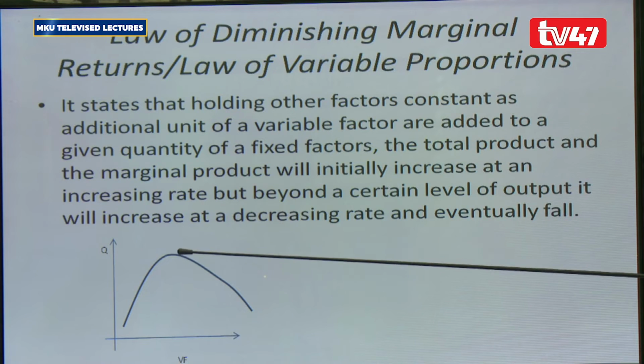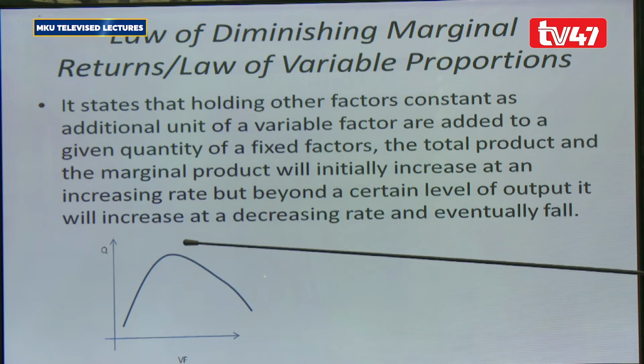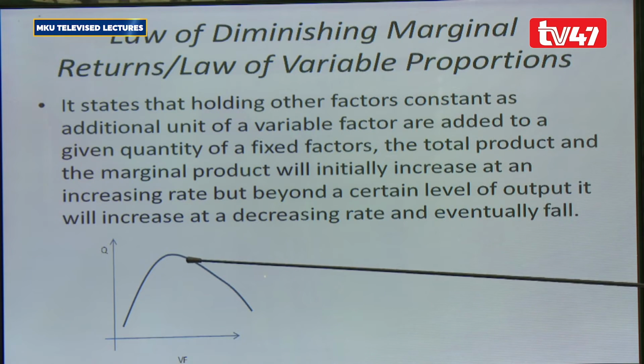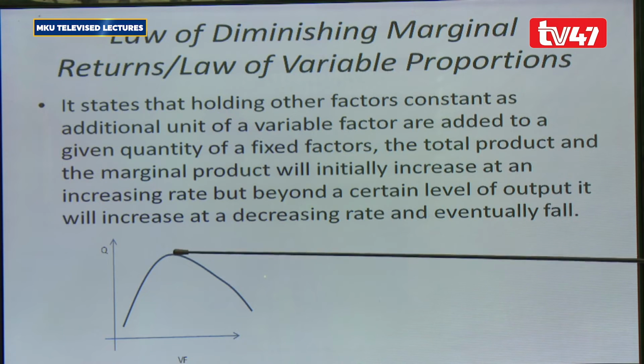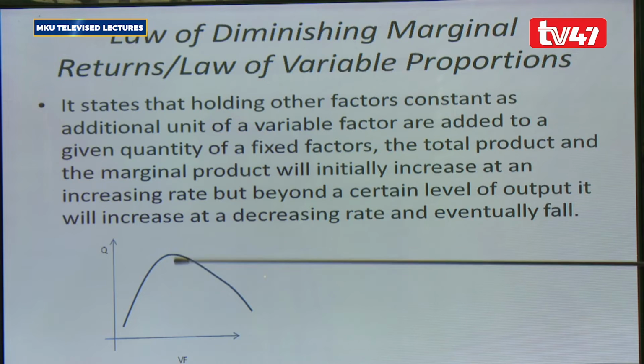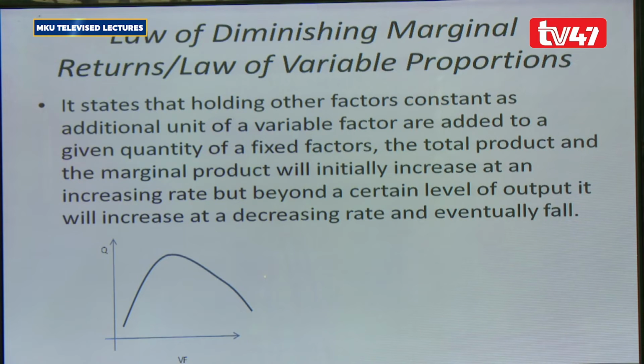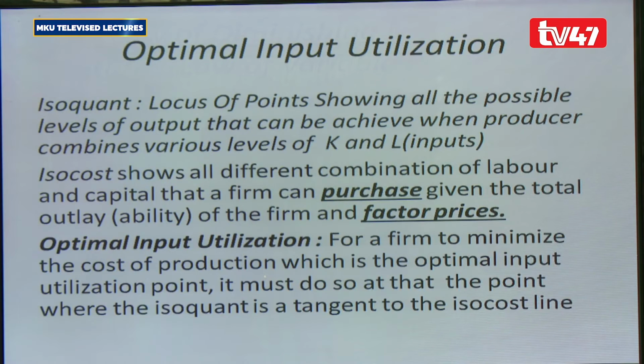After this point, the peak here, he will be receiving negative output, and therefore it will be eating into his profitability. So a wise producer must stop at this point. He must know which Q he must stop at, so that he does not start earning negative returns. So the law states, holding other factors constant, as we add more of the variable factors to the fixed factor, the total output and the marginal product will initially increase at an increasing rate, but beyond a certain point, it starts to decline. It is important to know that.